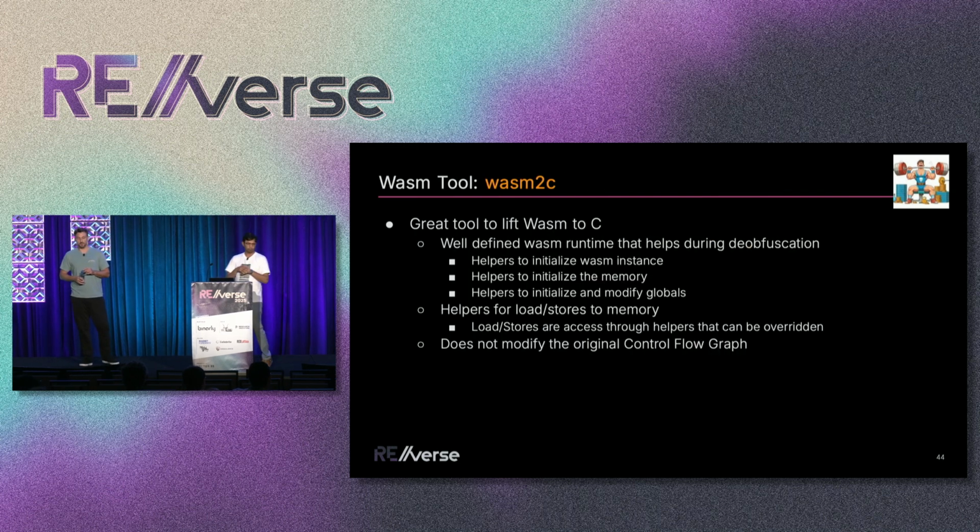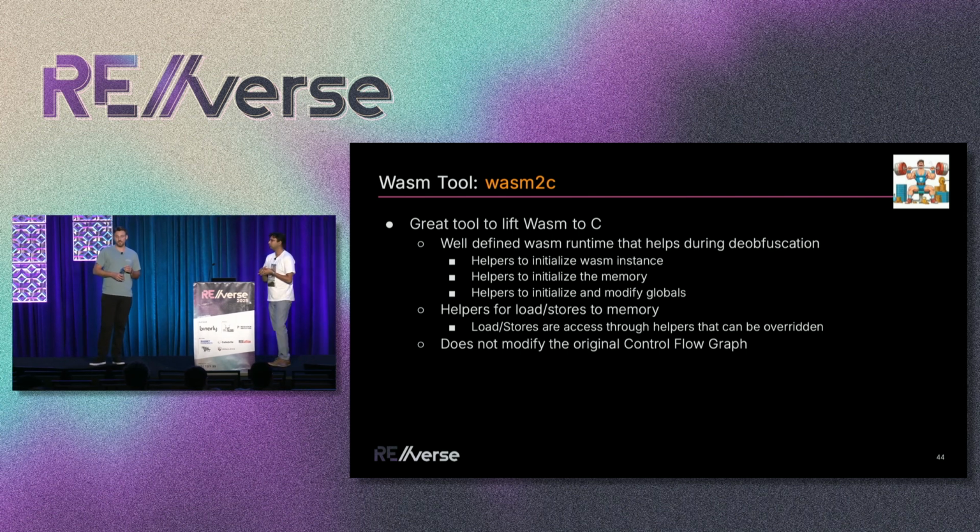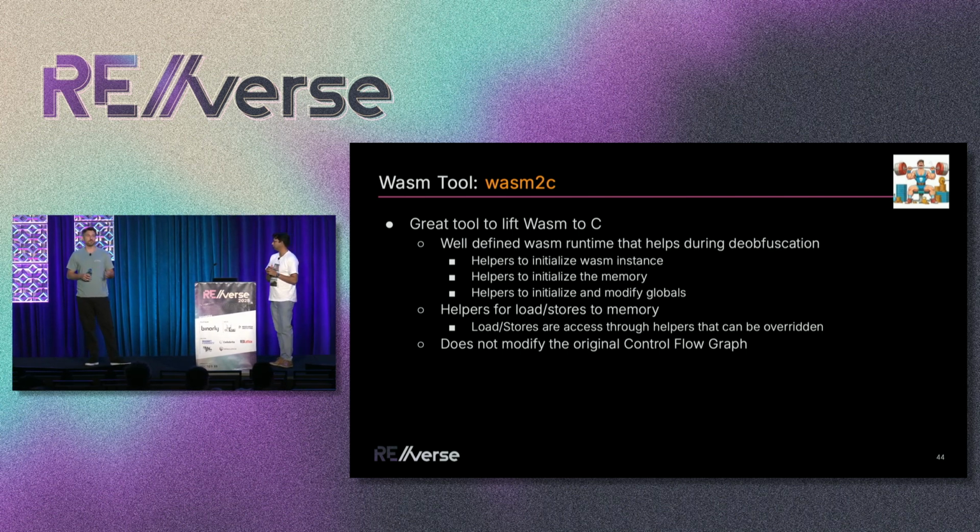So what's Wasm-to-C? Yeah, it's a great tool to lift Wasm to C. The good thing about it is it has a well-defined Wasm runtime. So it means once you lift your code into this pseudo-C, you can recompile it. You just need to implement the driver. It's not difficult. And then you can just execute the code and it behaves the same. As long as it doesn't access some specific features from the browser, it should work, right? So it was a good start.